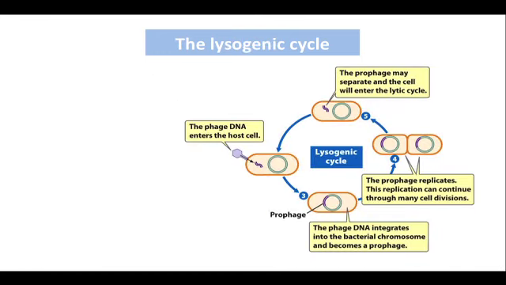In the lysogenic cycle, it's a little bit different. It starts the same way. The phage injects its genetic material into the bacterial cell, and this time, for phages that can undergo the lysogenic cycle, the genetic material is always DNA.